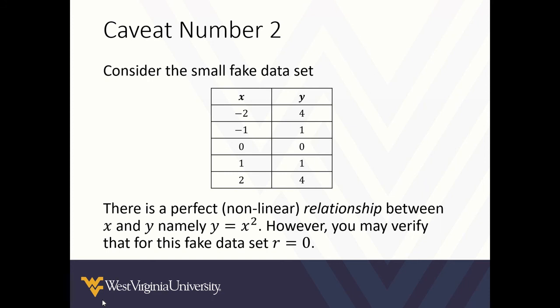Second caveat, you must remember that R and R squared work only for linear data sets. In this small fake data set, we have a rather perfect parabola. Using our x and y data set, we can see that this would be the equation of y equals x squared. However, if you were to try to calculate the correlation coefficient, you would find that that value is pretty close to 0. Because while a very clear trend and relationship does exist, it is not a linear one.